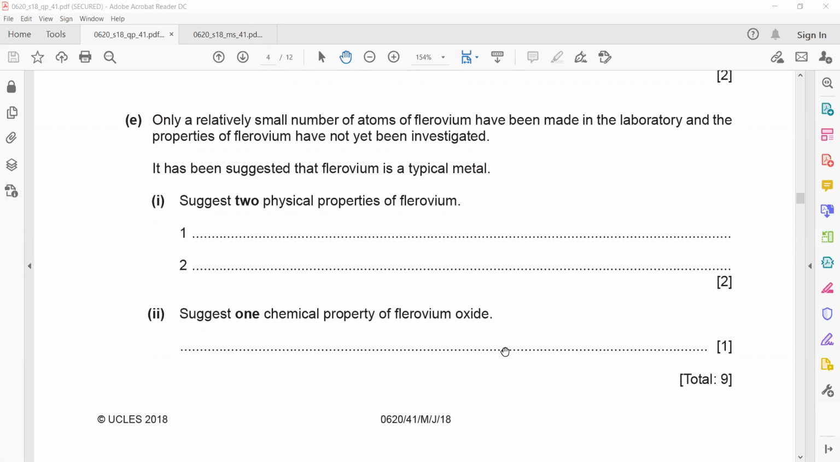So just one chemical property of the oxide. So what is a chemical property? Because it's a metal and they are typical metals, metal oxides are basic oxides. Or you can mention that a basic oxide can react with acid only.